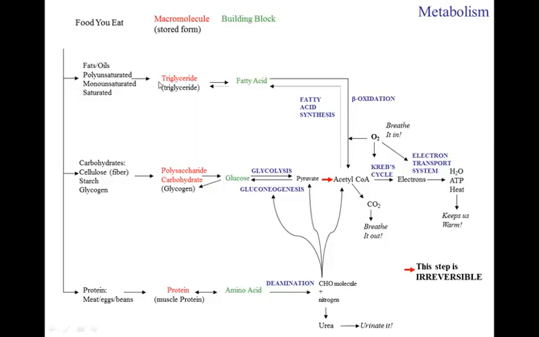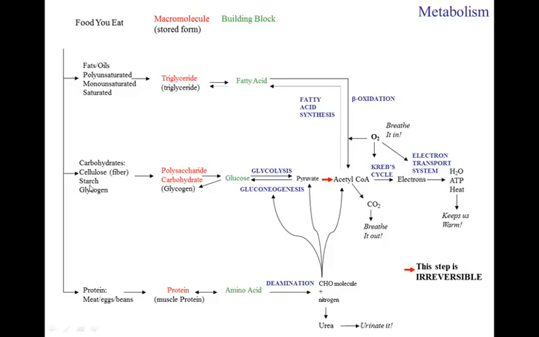And they're written in red here in the second column with the official macromolecule title, so you can see protein, carbohydrate or polysaccharide, and triglyceride. And you should know the forms of the carbohydrates, for example. Cellulose, starch, and glycogen are the three forms of carbohydrate.